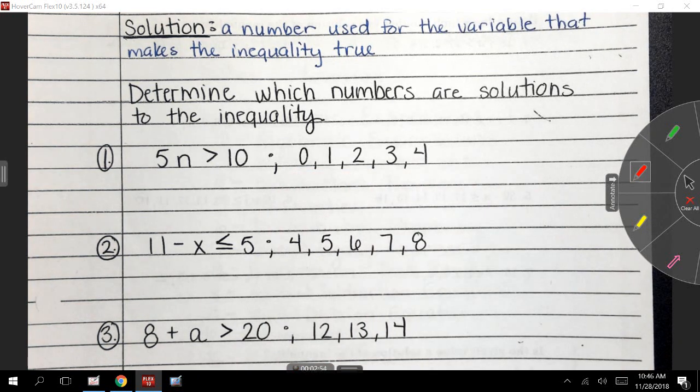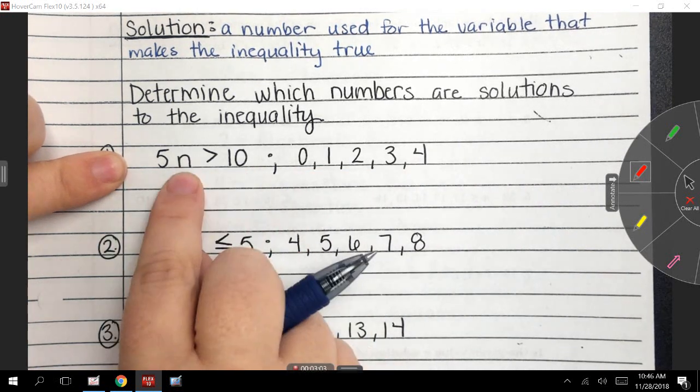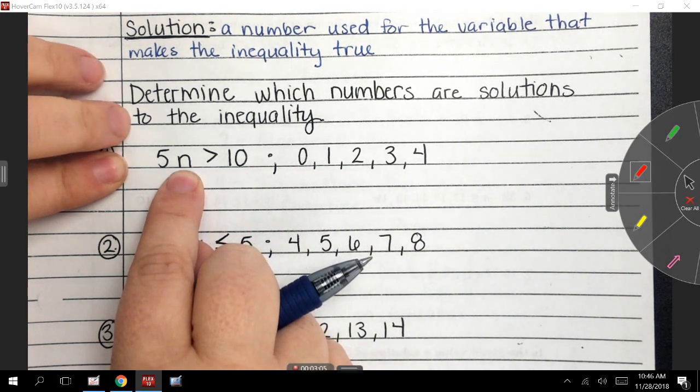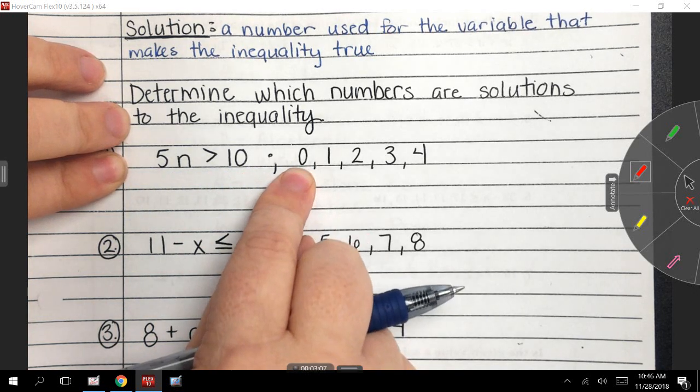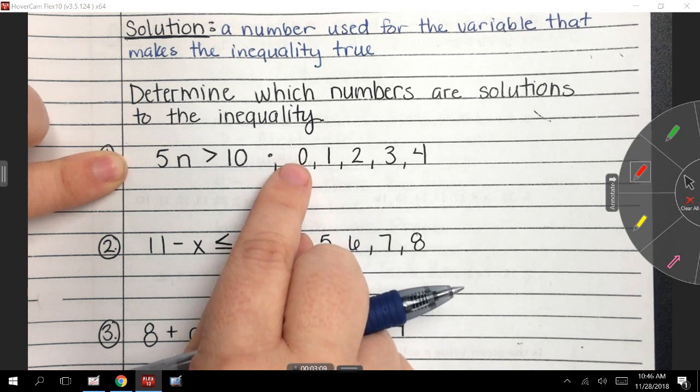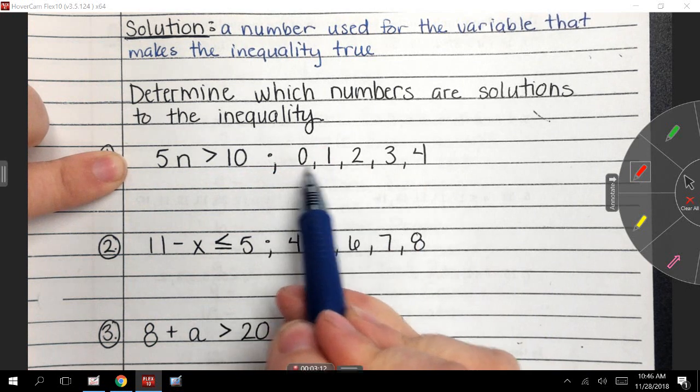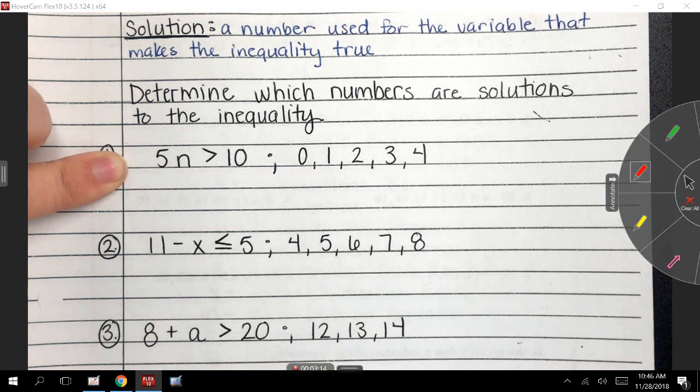No. So the difference is, guys, yesterday we were trying to get x by itself, so we were doing the opposite to get x by itself. Here, I'm talking about n. I don't want n by itself. I want to change n to a number, and the numbers I'm going to change it to are these 5. All right? So let's start with the first one.